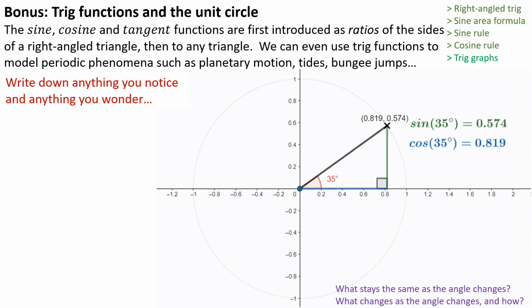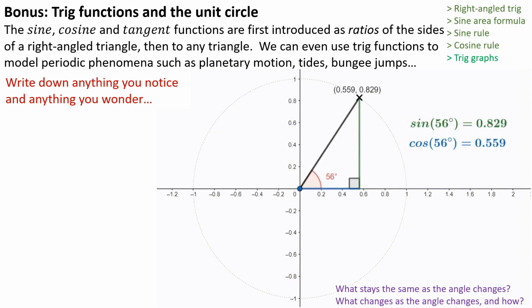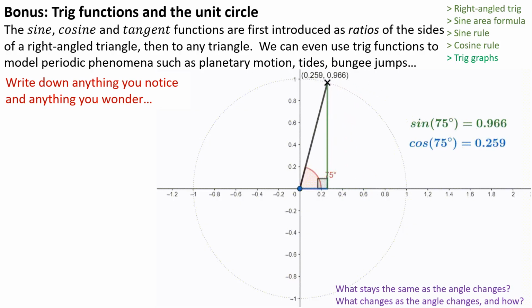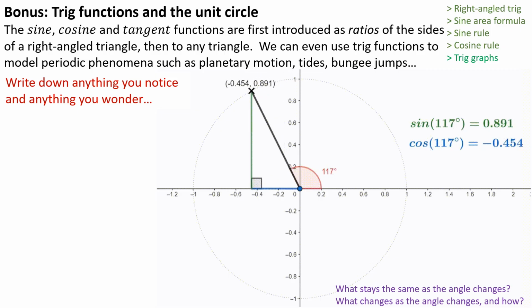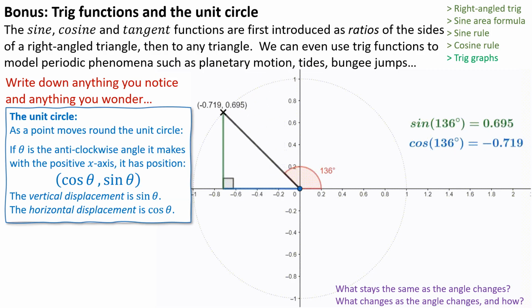A couple of useful questions to ask. What stays the same as the angle changes? What changes as the angle changes, and how? Hopefully what you've noticed here is that this point has coordinates cos theta, sine theta.